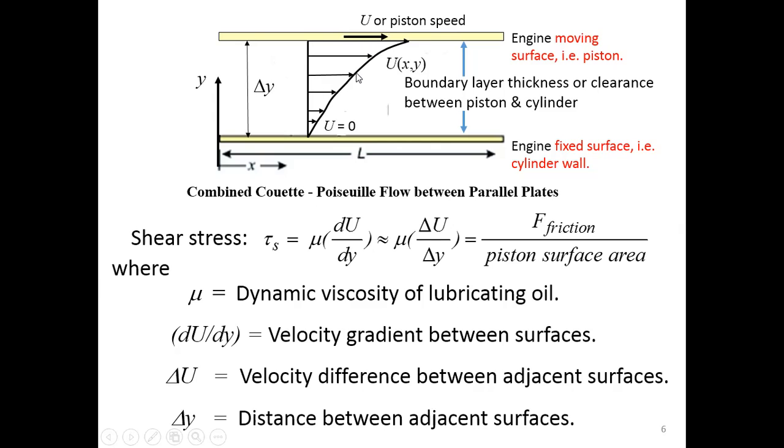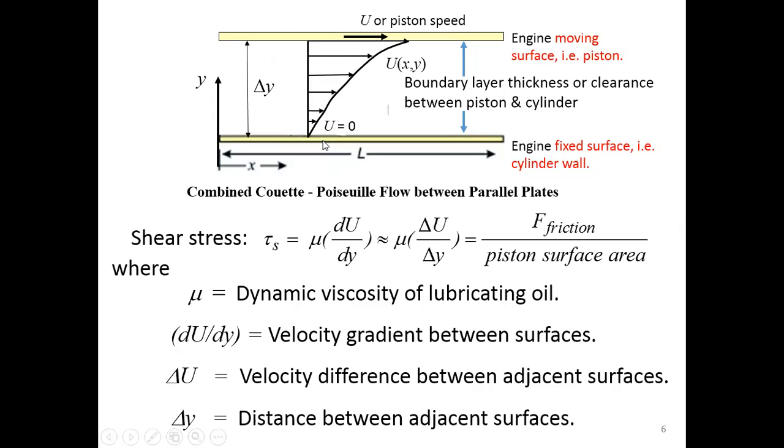And in the middle here, which we consider to be our boundary layer thickness, or in fact, it's a clearance between our piston here and our cylinder here. Inside here, we have a lubricant, or the lubrication oil, that flows in between these two plates. So one plate is moving, one plate is fixed. So the velocity profile of our lubrication flow looks like this.